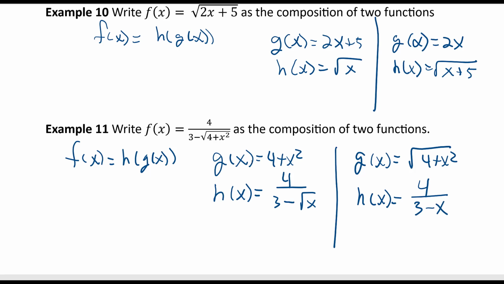And there's a third one. You could say even g of x is 3 minus the square root of 4 plus x squared, and h of x is 4 over x. But these are just some examples. So I hope that makes some sense. And now go forth and do the homework.